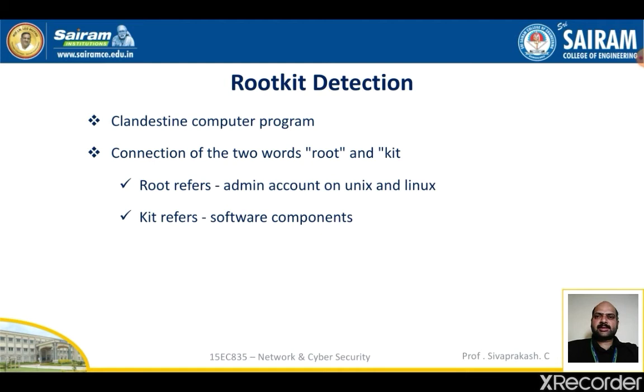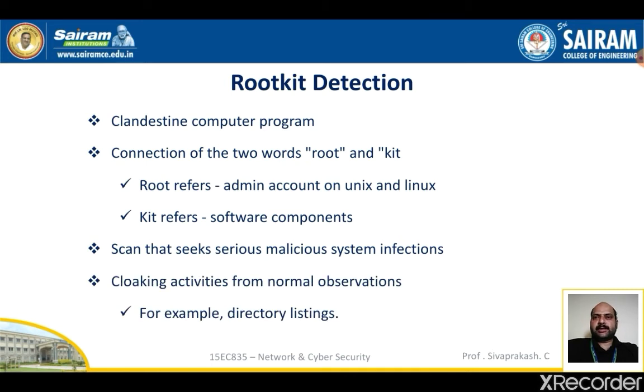Today, rootkits are generally associated with malware such as Trojans, worms, and viruses that conceal their existence and actions from users and other system processes. Actually, rootkit detection is a system scan that seeks serious malicious system infections, which might avoid other defenses by hiding their activities from normal observations, for example, directory listings.